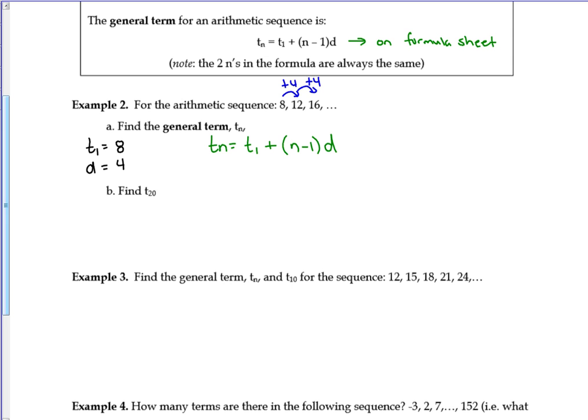We're not replacing the n because we want to leave n blank. We want it general so we can figure out any term number. And so that's going to stay as just t of n and n. We're not replacing those two. Term 1 is equal to, you said 8 plus n minus 1 times 4. Okay. Now that's kind of ugly. So we're going to simplify this. How can I simplify this? Any ideas?